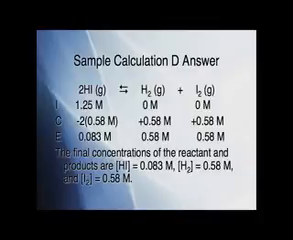So final concentrations of the reactant and products are concentration of HI is 0.083 moles per liter, H2 is 0.58 moles per liter, and I2 is 0.58 moles per liter.